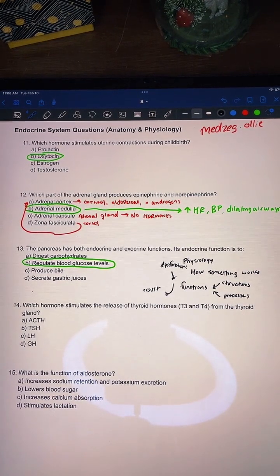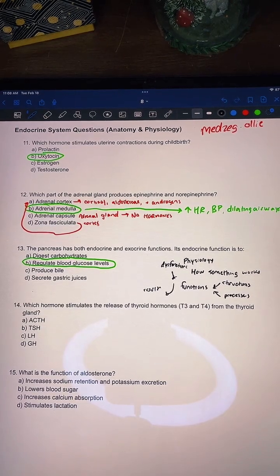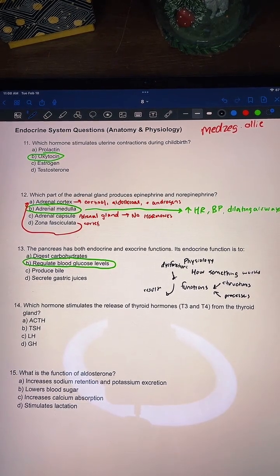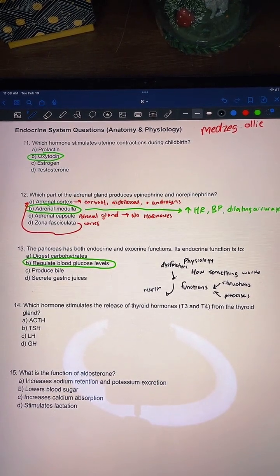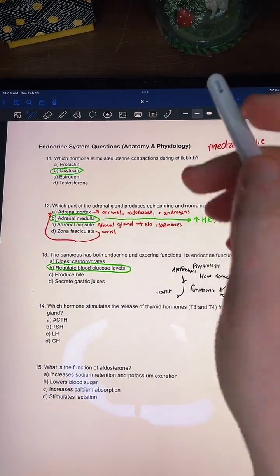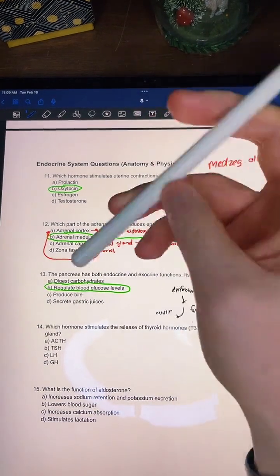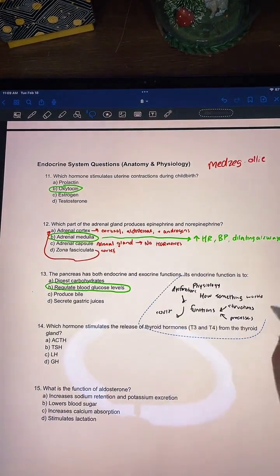They want an explanation for number 13. Is that what we wanted, an explanation for 13? So really for this one, the main thing here is, where should I put this? I'm going to move this out of the way.